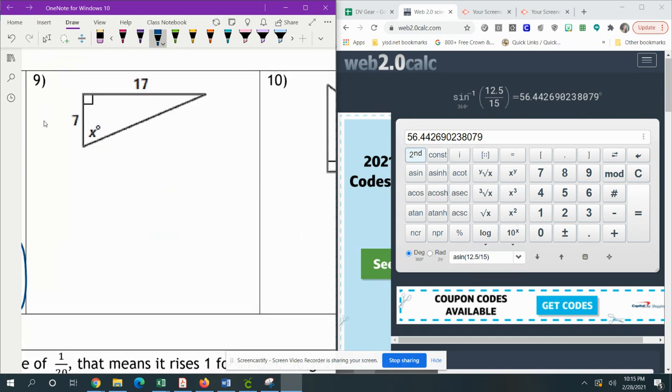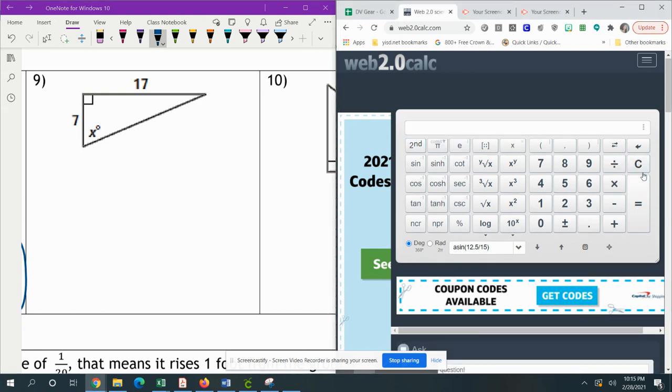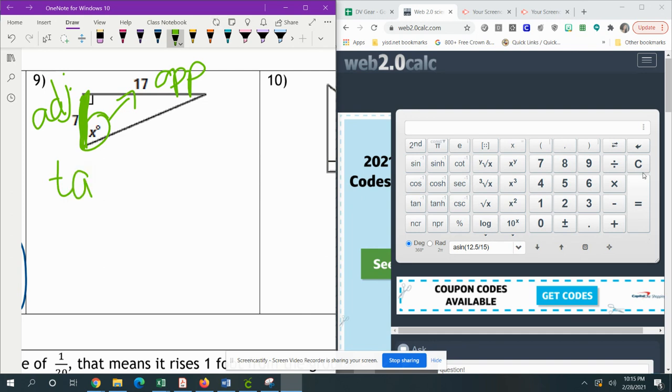Okay, so here's our next one. Our angle that they give us is here, and the 17 happens to be opposite that angle. Now this side right here is either the adjacent or the hypotenuse, and it's obviously not the hypotenuse because it's not the longest side, so that makes it adjacent. Opposite and adjacent is going to be my tangent function.